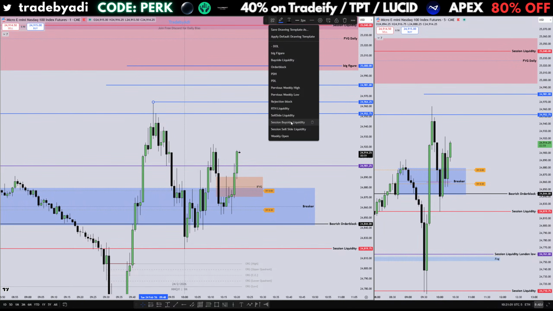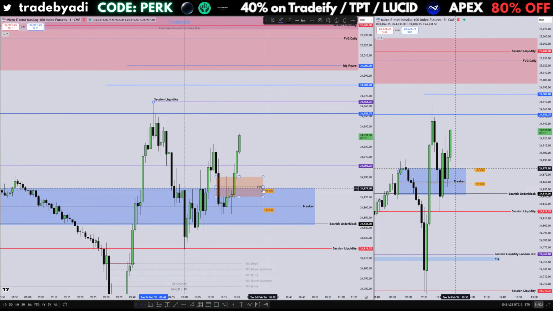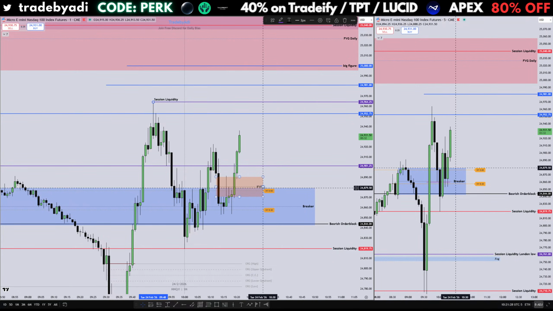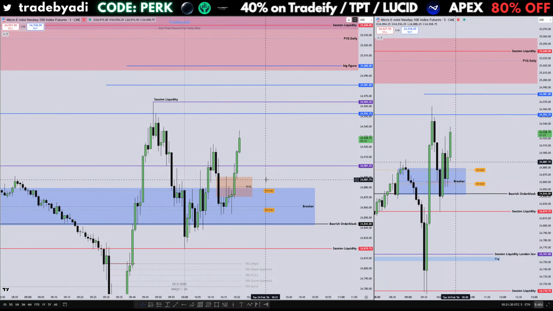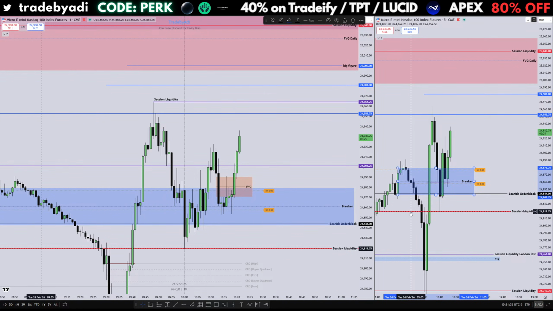Nobody is going to explain it to you like this. This is how you have to filter out most of your trades. Many traders will try to short this fair value gap, but they have to look at what the higher time frame is doing.